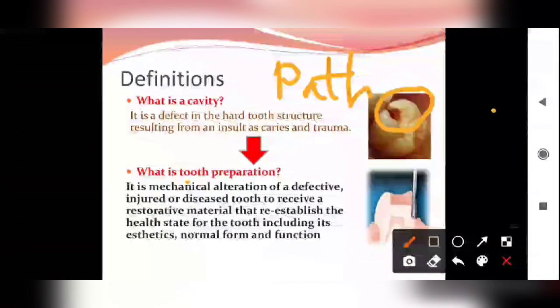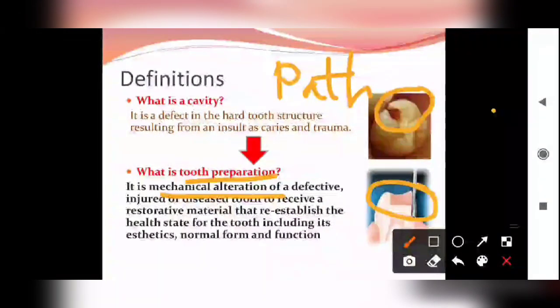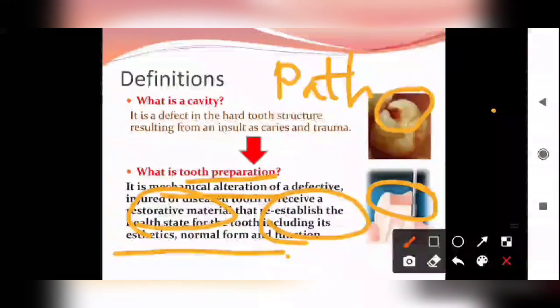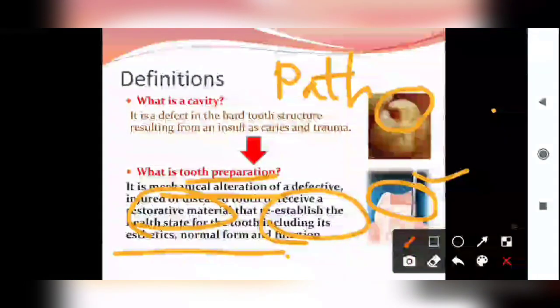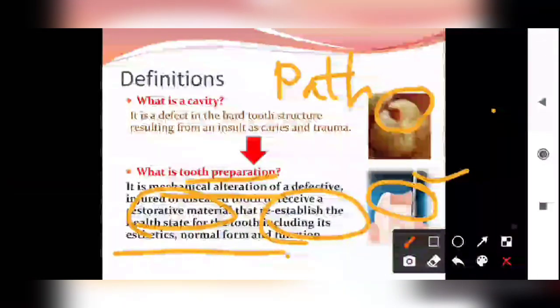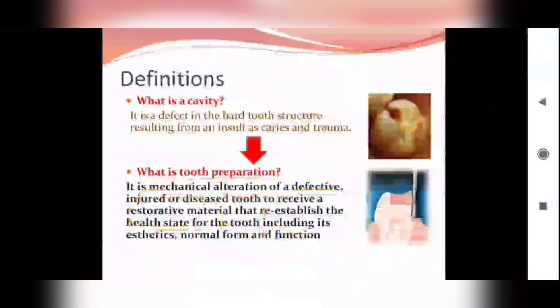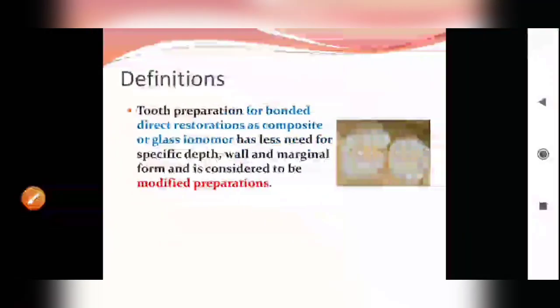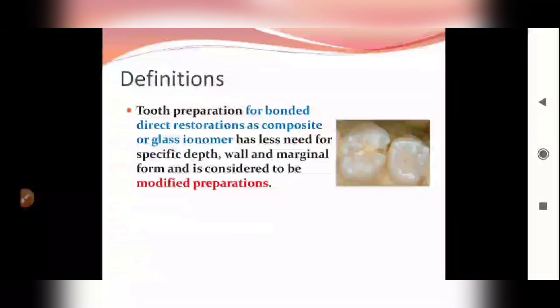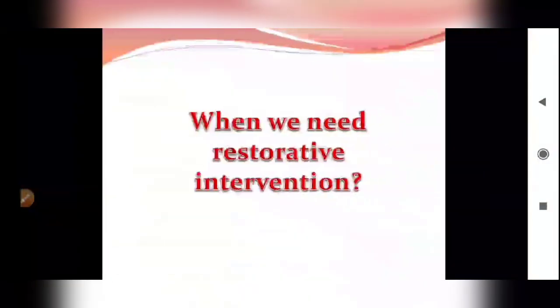And what is tooth preparation? It is the mechanical alteration of the defective tooth to receive a restorative material so that it can re-establish the healthy state of the tooth. So this is called the tooth preparation. We use different types of materials like amalgam and glass ionomer materials as restorative materials in tooth preparation.